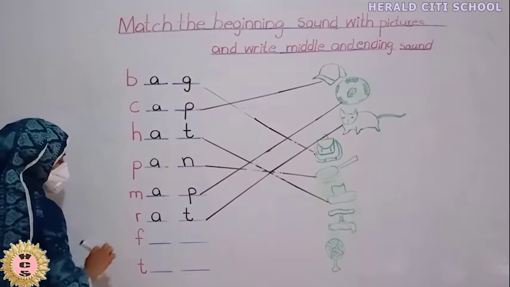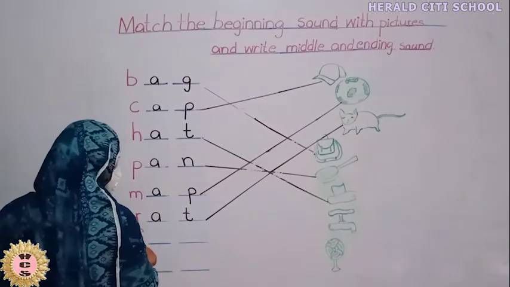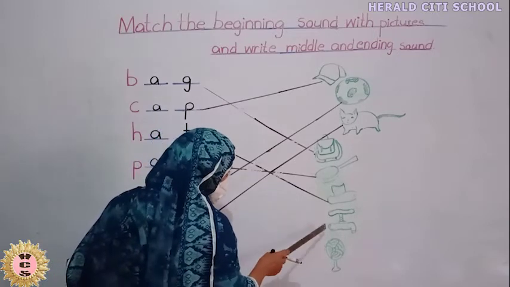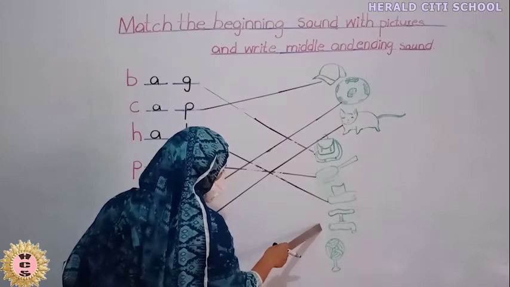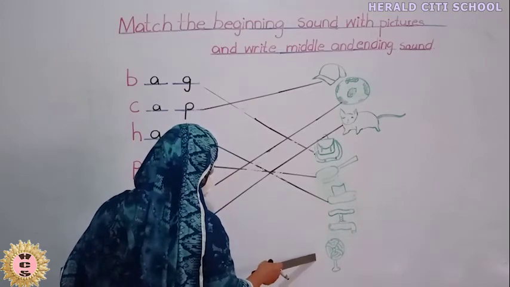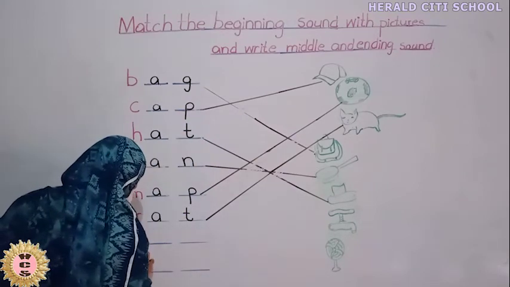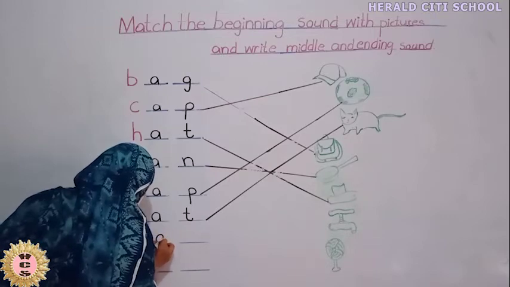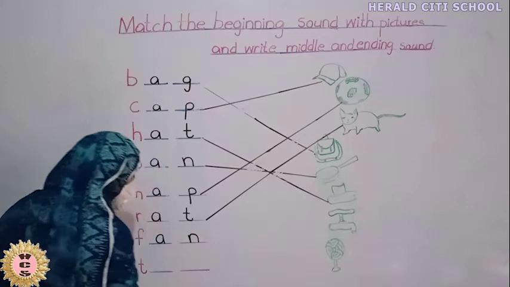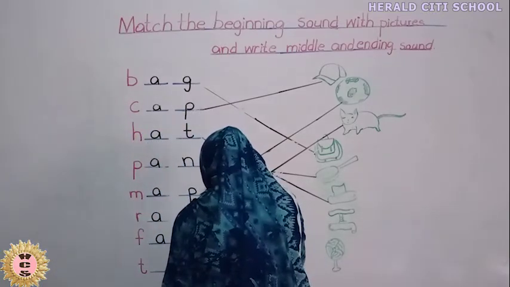Which sound is this? F. Now let's see, children, which thing is starting from the F? This is tap. This is fan. So we will write here the spelling of fan. F-A-N, fan. Now we will match the spelling of fan to fan.